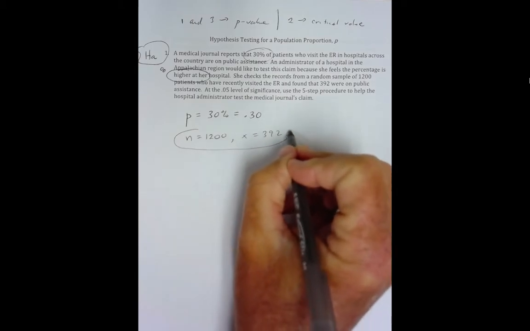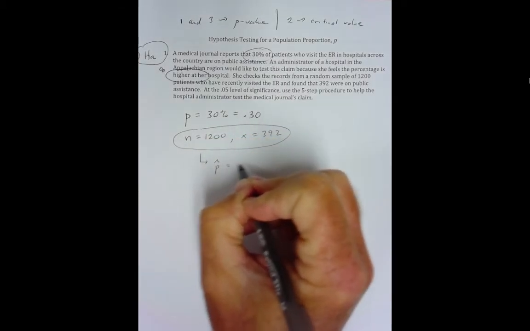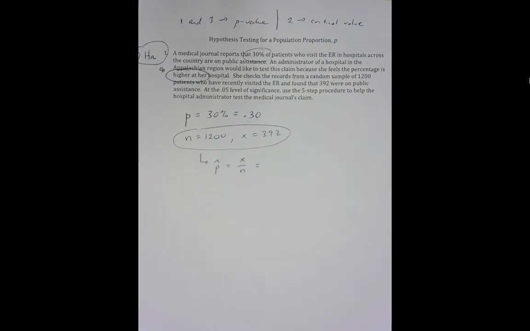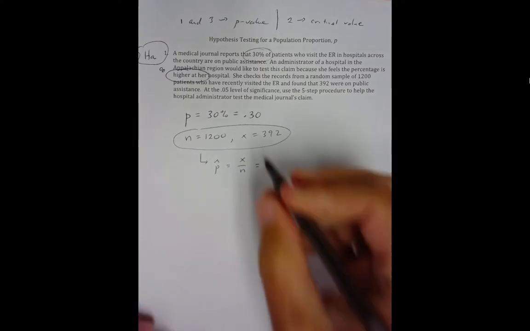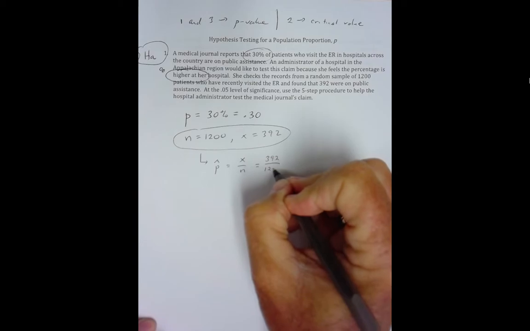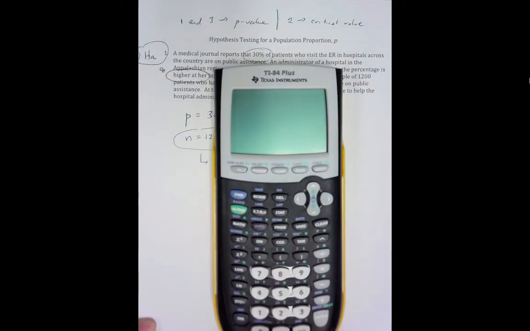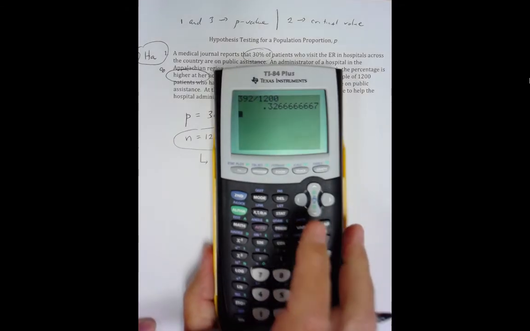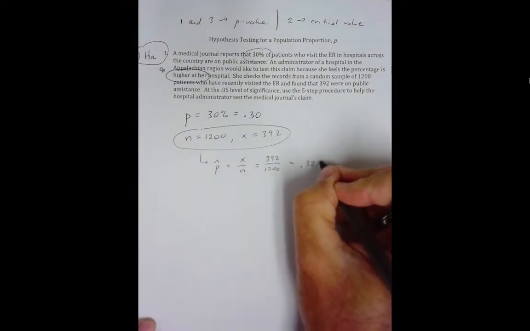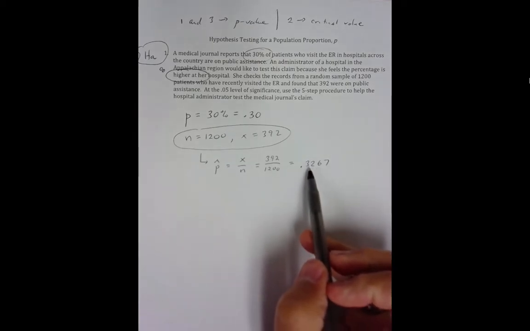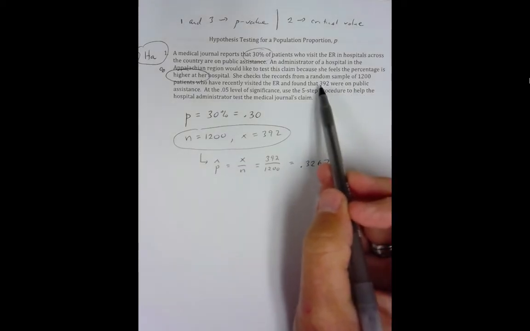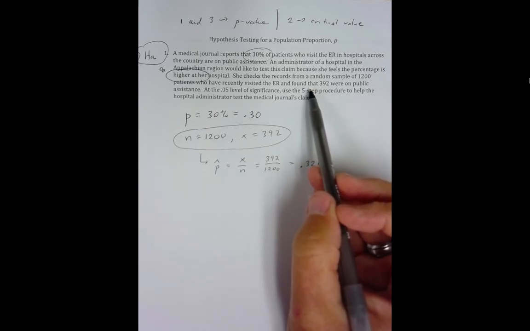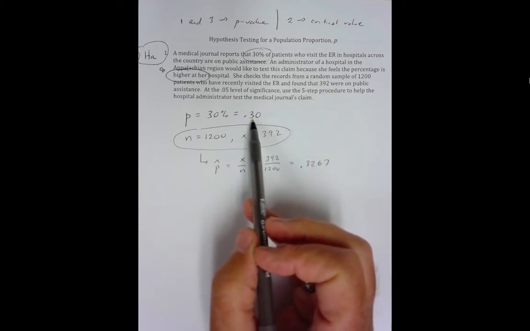So from this information, I know that p hat, which we can find by taking x over n, is 392 over 1,200. Let me grab the calculator. So 392 divided by 1,200 gives us 0.32666666. I'm going to go out 4 places. So 32.7% of our sample were on public assistance. Now we want to test if it's higher.